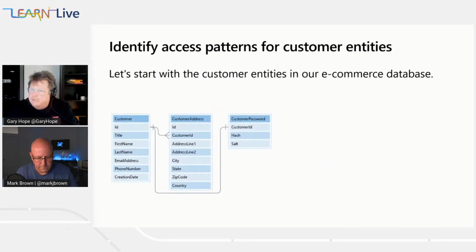So let's start with a little bit of detail around our customer model again. So here we have our customer. It has an ID, a title, a first name, a last name, and some additional details associated with that customer. And it has a one-to-many relationship to customer address. It also has a one-to-one relationship to the password associated with that customer.